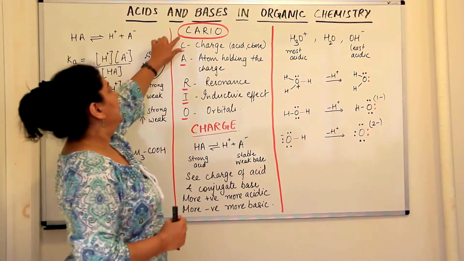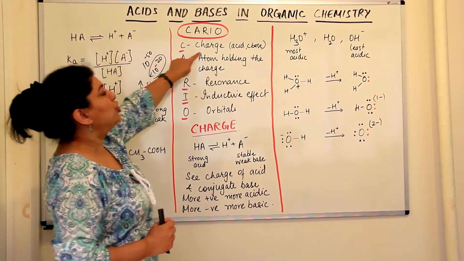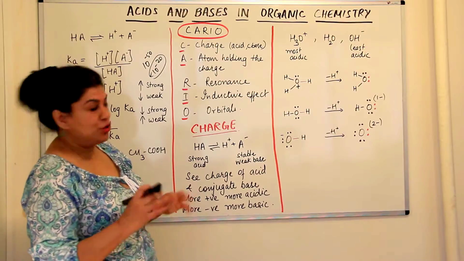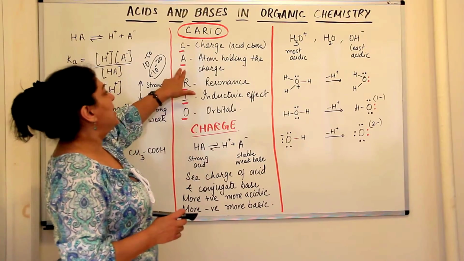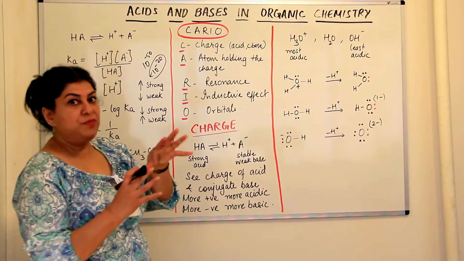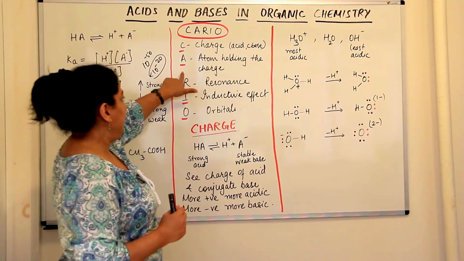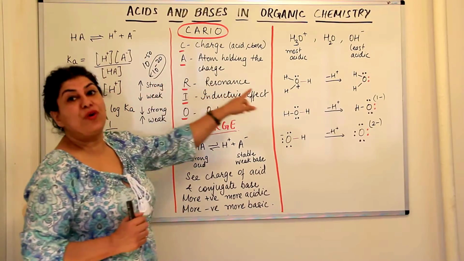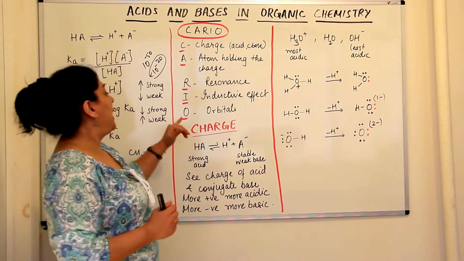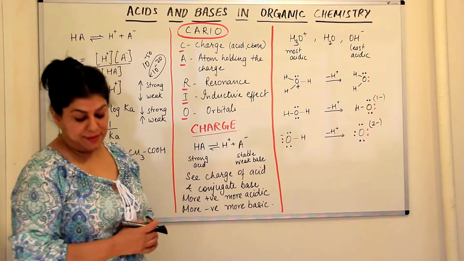What is CARIO? The C in CARIO stands for charge. You have to see the charge of both the acid and the base, the conjugate base. A stands for the atom which is holding that charge. R stands for resonance, I stands for inductive effect, and O stands for orbitals.